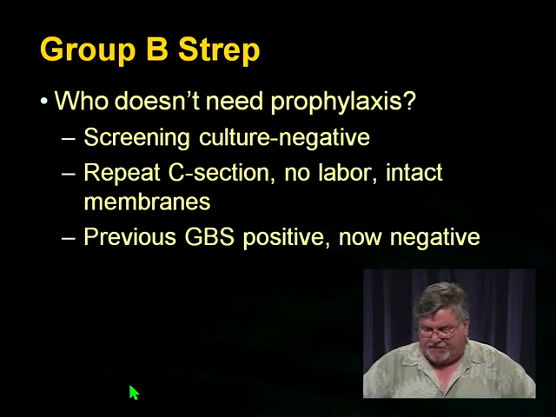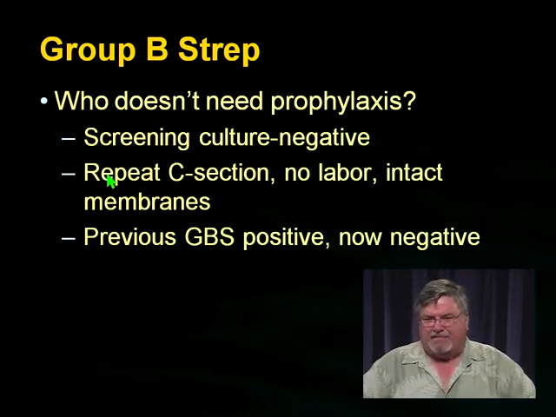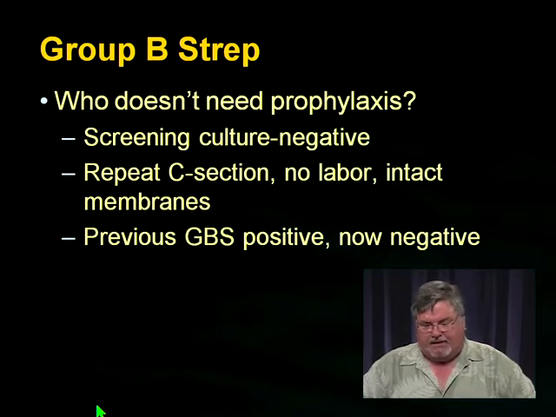Who doesn't need prophylaxis? This is testable. If you're screening culture negative, if you're a repeat cesarean delivery with no labor and intact membranes despite being group B strep positive, and if you were previously group B strep positive in a previous pregnancy and now negative, or if you were group B strep positive during this pregnancy and are now culture proven GBS negative. I've never seen one of those either.